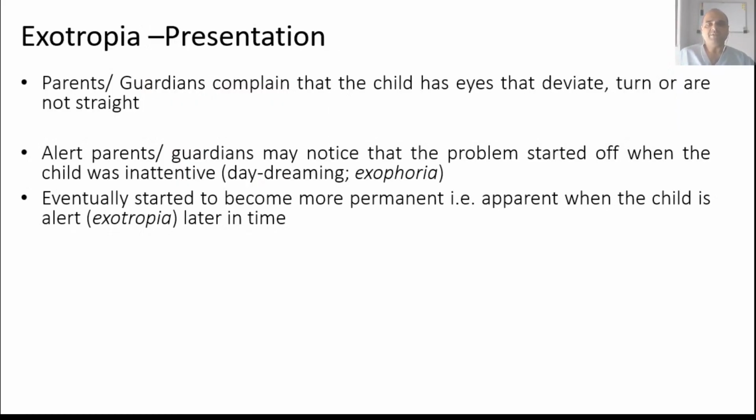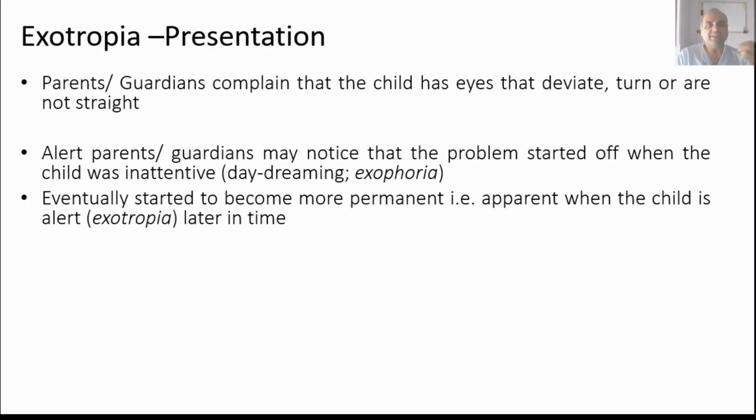So how do these patients present? Well, again, as most of these patients are of a pediatric age, it's the parent or the guardian that complains that the child's eye is not straight, it's deviated, has turned outwards. And alert parents or guardians in this case would note that this problem starts off when the child is inattentive and one of the eyes tends to deviate out, that is, when the child is daydreaming. And eventually, over a period of time, this becomes more and more permanent.